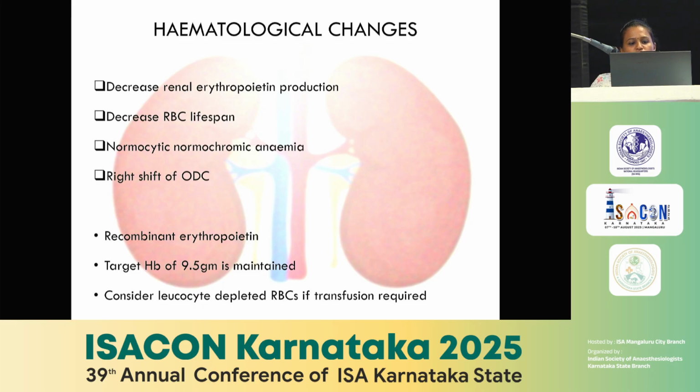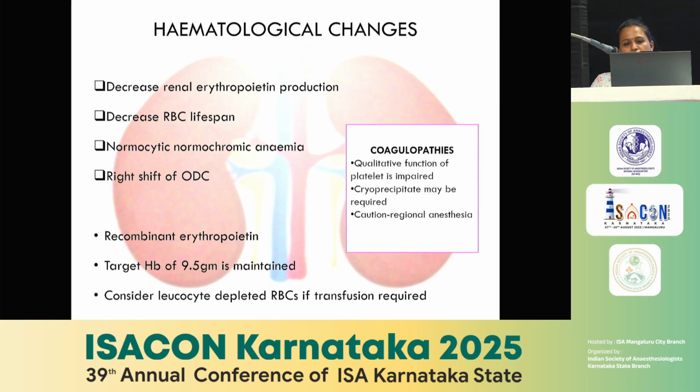A target Hb of 9.5 gram is maintained. In case of blood transfusion, consider using leukocyte-depleted RBCs. In these renal failure patients, it is not the quantity of the platelet which is impaired, it is the qualitative function that is impaired, the adhesion and aggregation. So caution, regional anesthesia has to be performed with utmost care. Sometimes required transfusion of cryoprecipitate at a rate of 0.3 ml per kg.